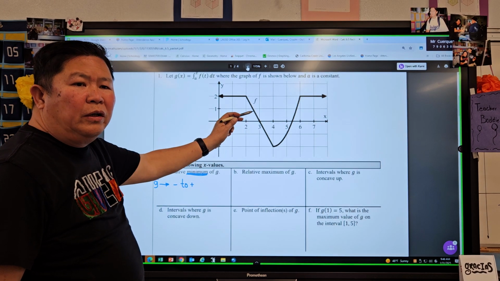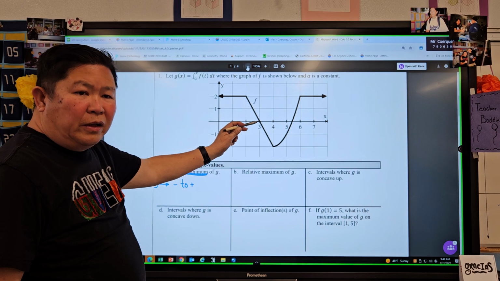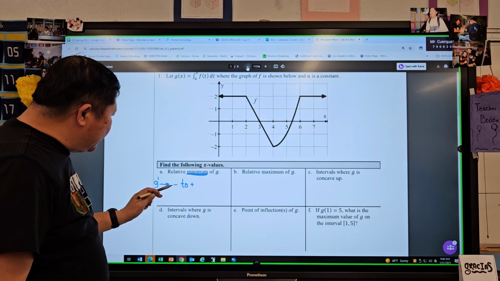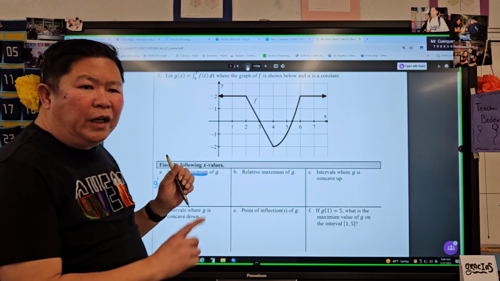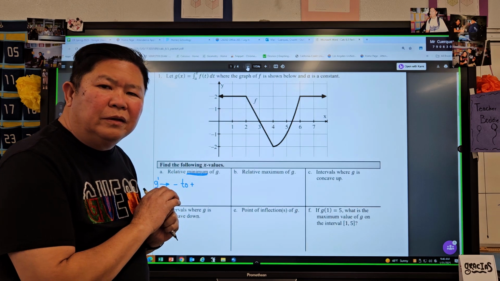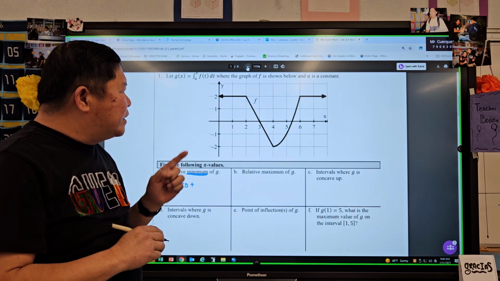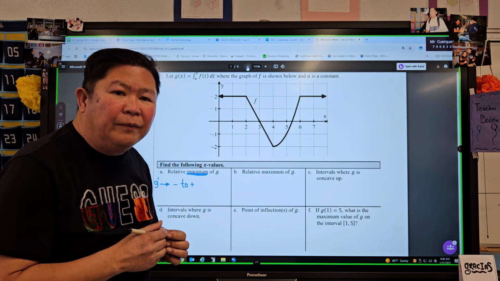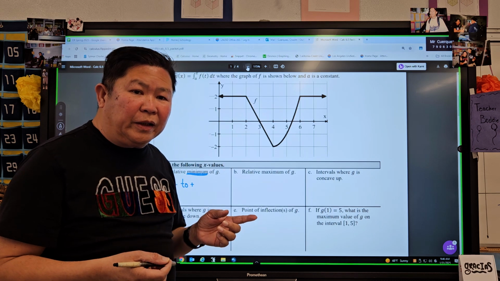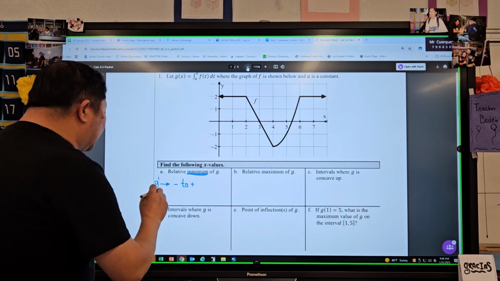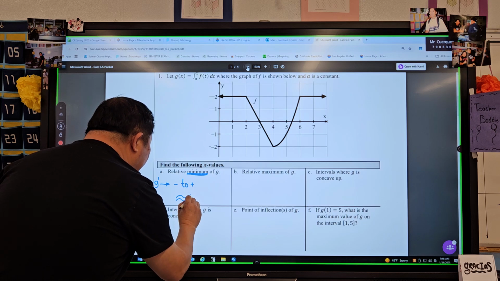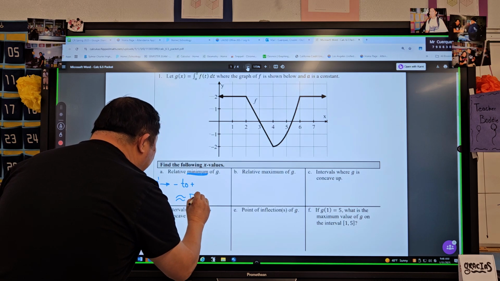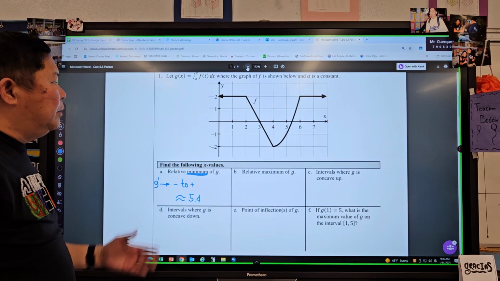Yes, for 3. Sure? What does it say? From negative to positive. So, where do you think? In between 5 and 6. Yeah. So, we'll just estimate that that is 5.4. Okay? So, approximately, can I just write the symbol approximately 5.4? This is the relative minimum of the graph.